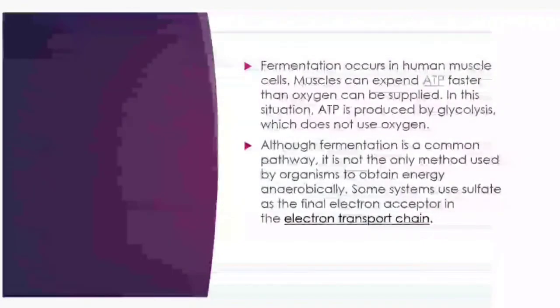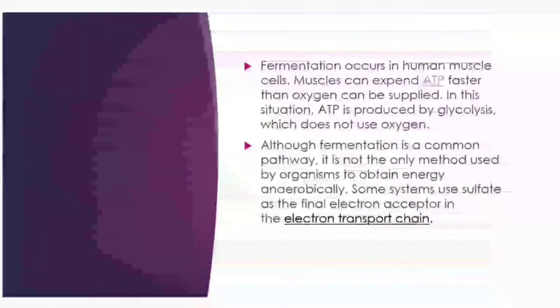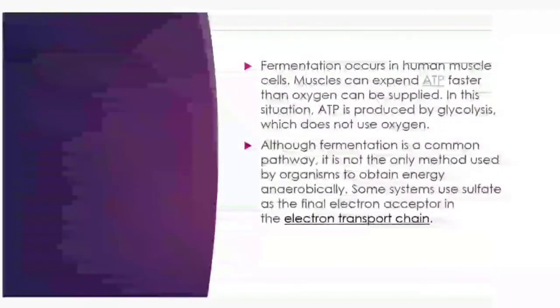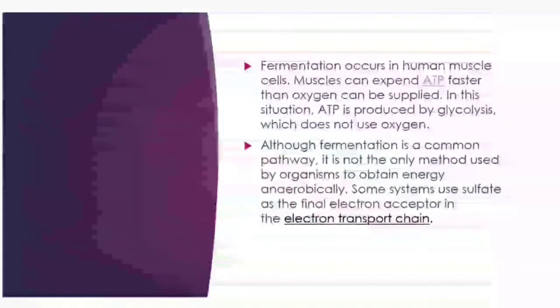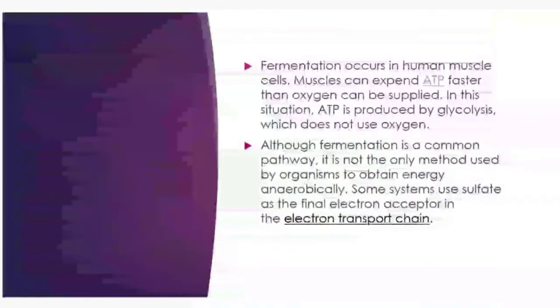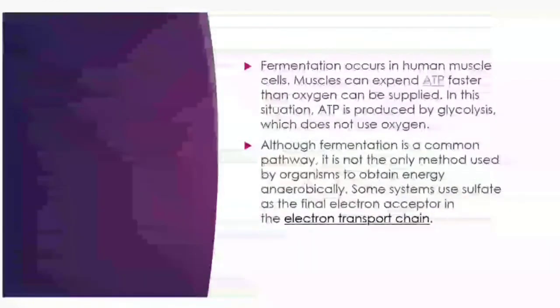Fermentation occurs in human muscle cells. Muscles can expend ATP faster than oxygen can be supplied. In this situation, ATP is produced by glycolysis, which does not use oxygen. Although fermentation is a common pathway, it is not the only method used by organisms to obtain energy anaerobically. Some systems use sulfate as the final electron acceptor in the electron transport chain.